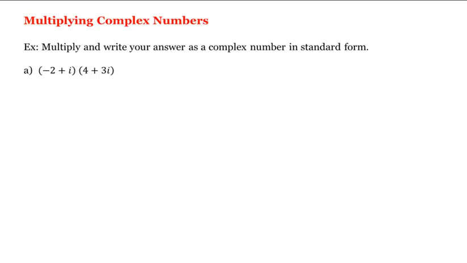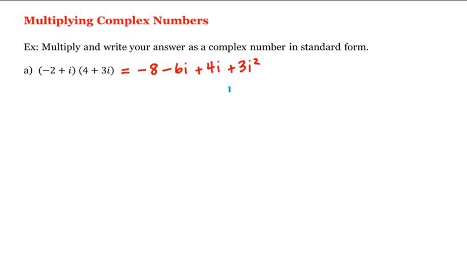So let's do that. That is, this is equal to negative 2 times 4, which is negative 8. And then negative 2 times 3i, which is negative 6i. And then i times 4, which is 4i. And finally, the last term is 3i squared.